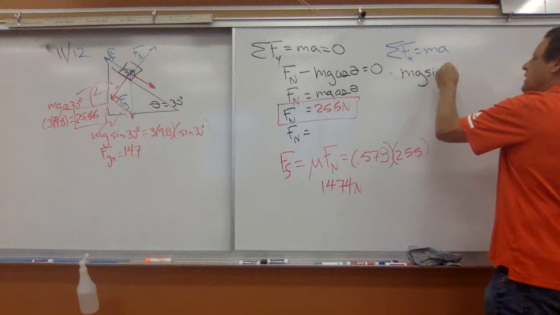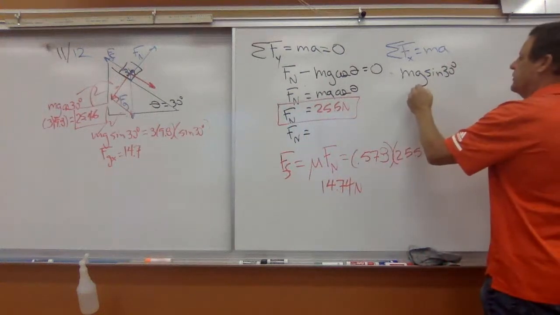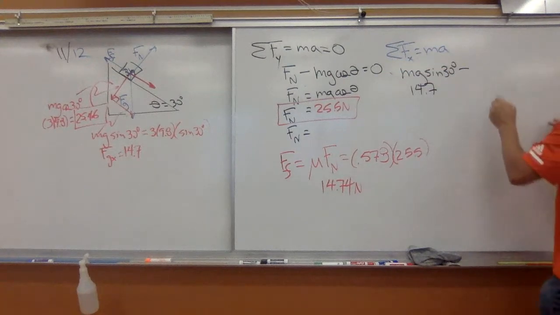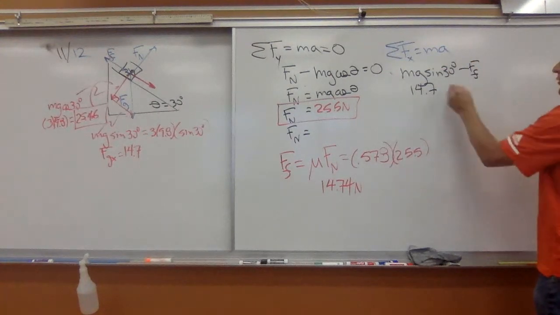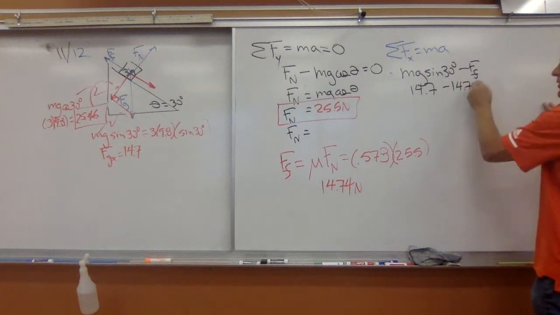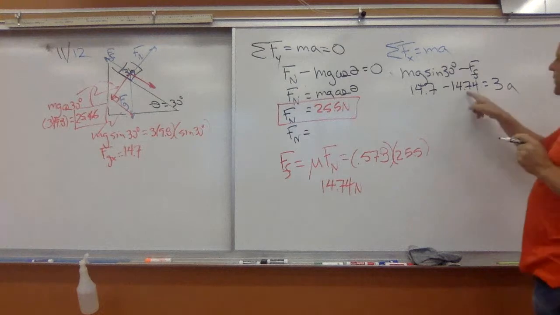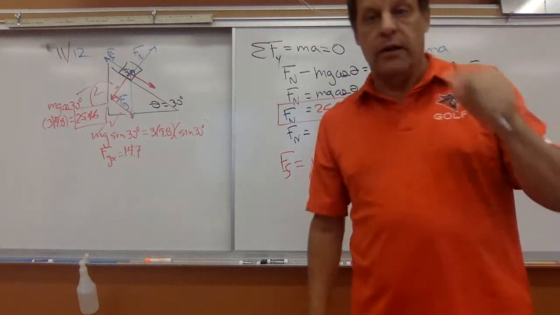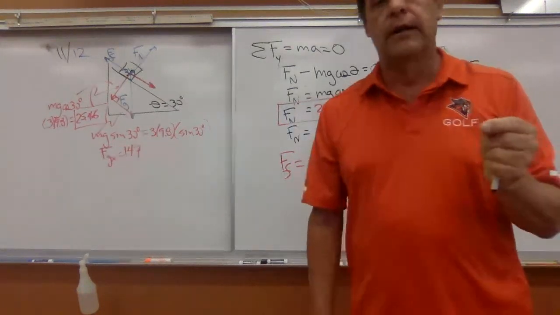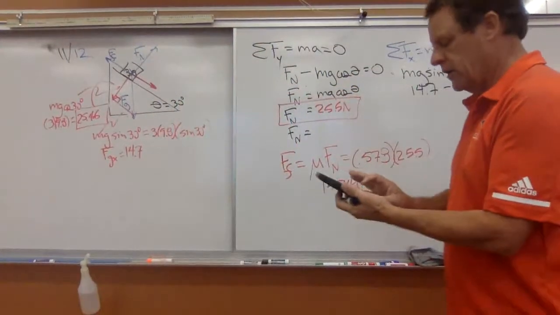So we're going to have mg sine 30 degrees, which we already calculated as 14.7. The friction is going in the opposite direction, and that force of friction, which is mu times force normal, we calculated as 14.74. And that's going to equal 3a. Right here, we can say that there is more static friction than there is acceleration down the ramp. So when we calculate this, it's going to be a negative value.